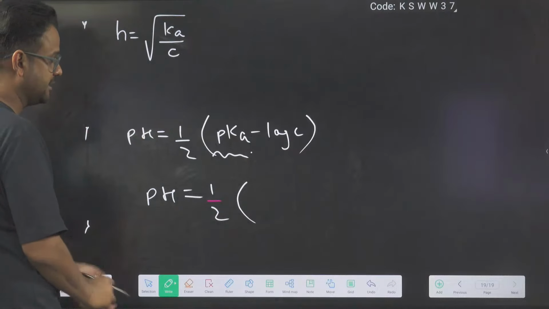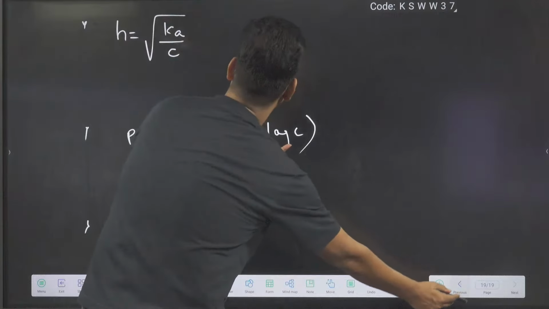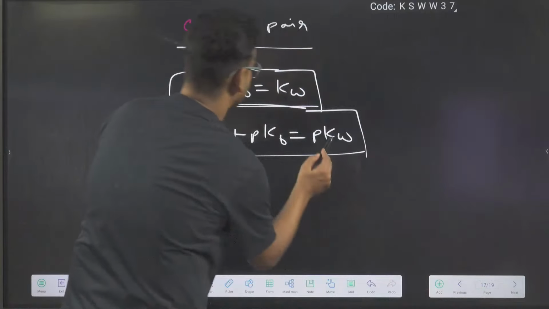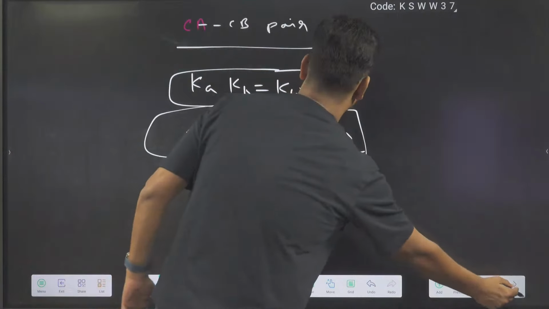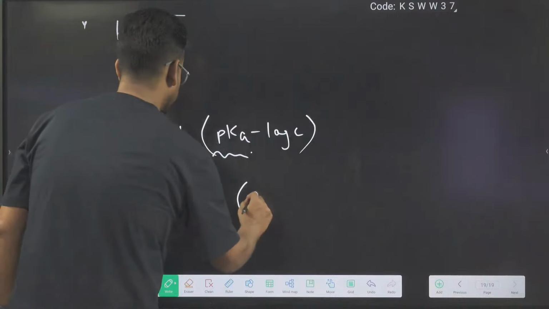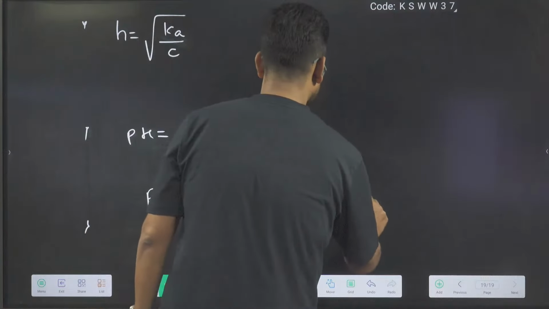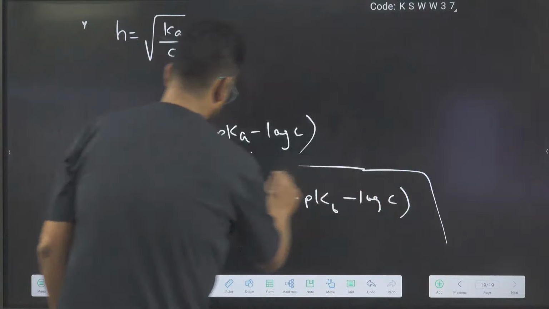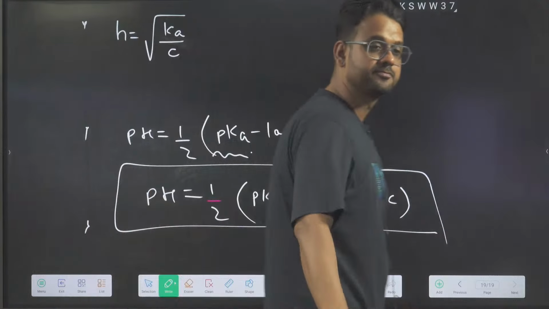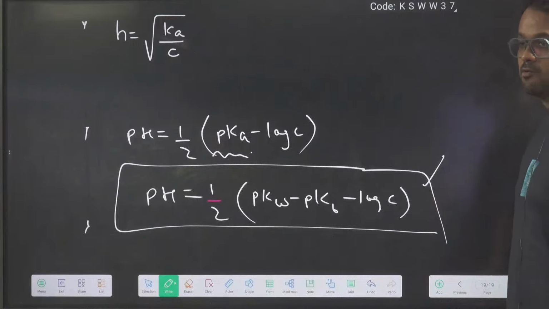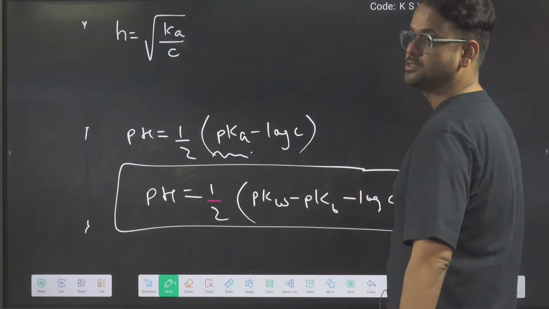You don't have to memorize it. So in place of pKa, what will I put? pKw minus pKb. I hope you understood this. So pKw minus pKb minus log C. This is your formula in case of cationic hydrolysis, where only cationic hydrolysis occurs.